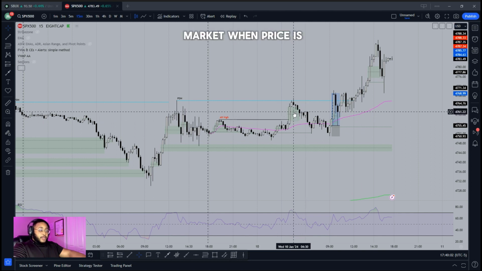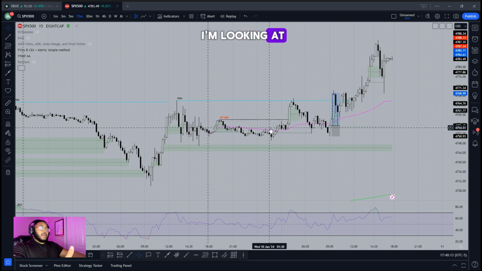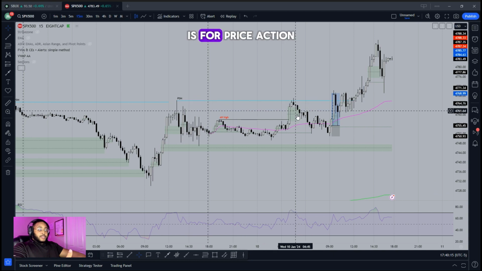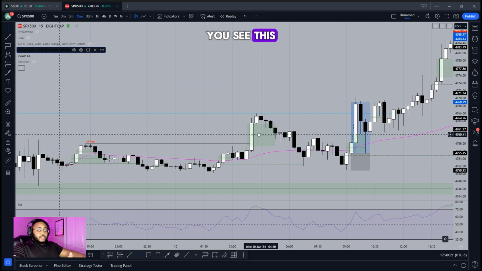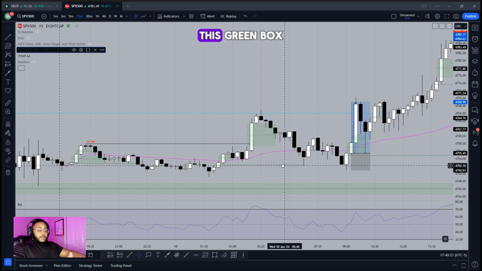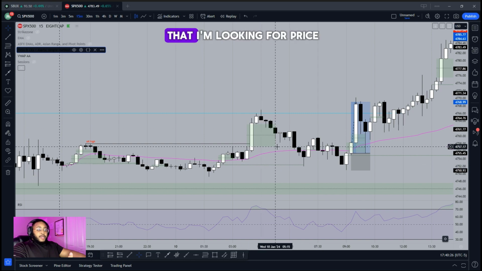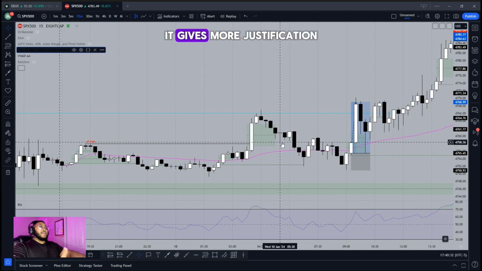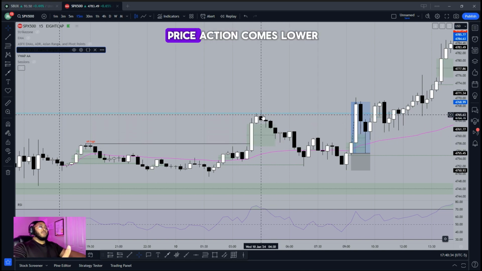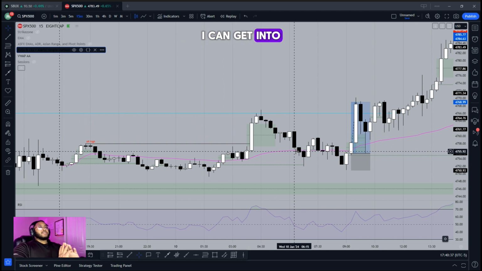All right, so these gaps in the market, when price is moving up, this is what's known as a bullish fair value gap, or I just call it a bullish gap in the market. The next thing that I'm looking at after I get this break of structure is for price action to fill these gaps in the market. You see this green box. These are the boxes that I'm looking for price action to hit, or at least to fill. It gives more justification to saying that when price action comes lower, I can get into what is called a discount, right?